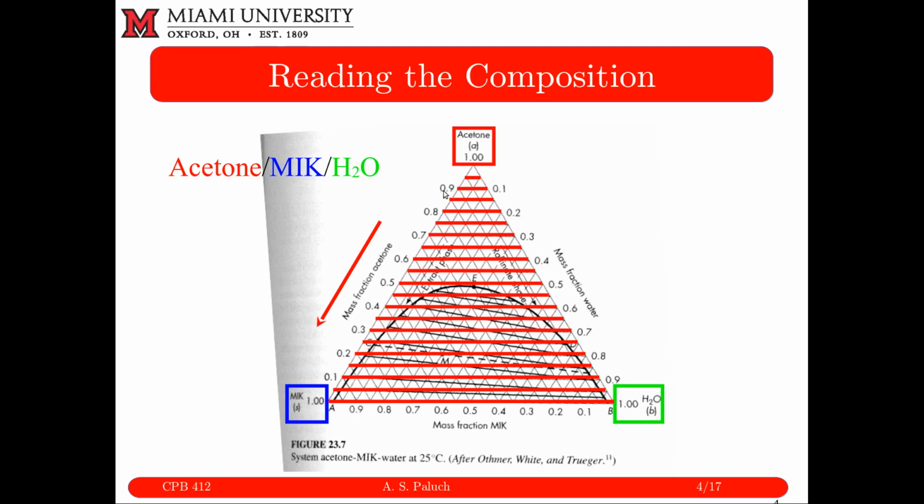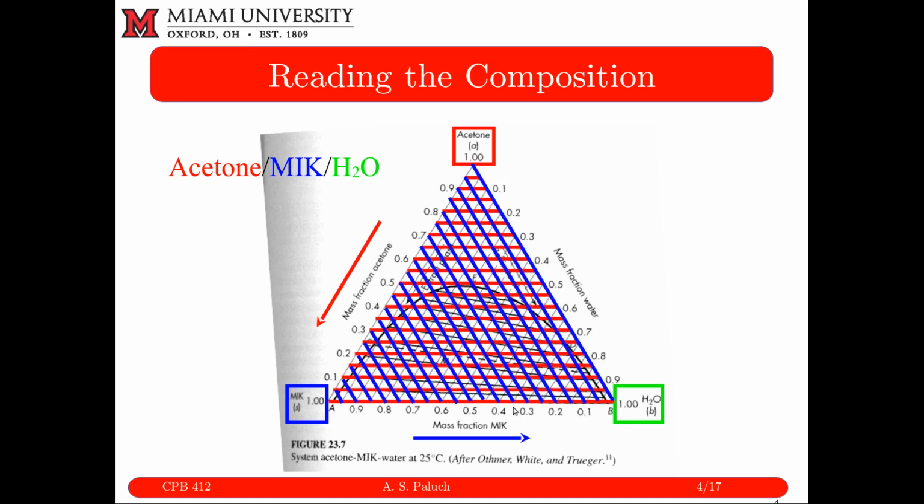That would correspond to 0.9 mole fractions acetone, 0.85, 0.8, 0.75, 0.7, and so on and so forth, all the way. So here's 0.1. This would be 0.05, all the way till I get to 0. So where it says 1 MIK and 1 water, that would correspond to 0 acetone.